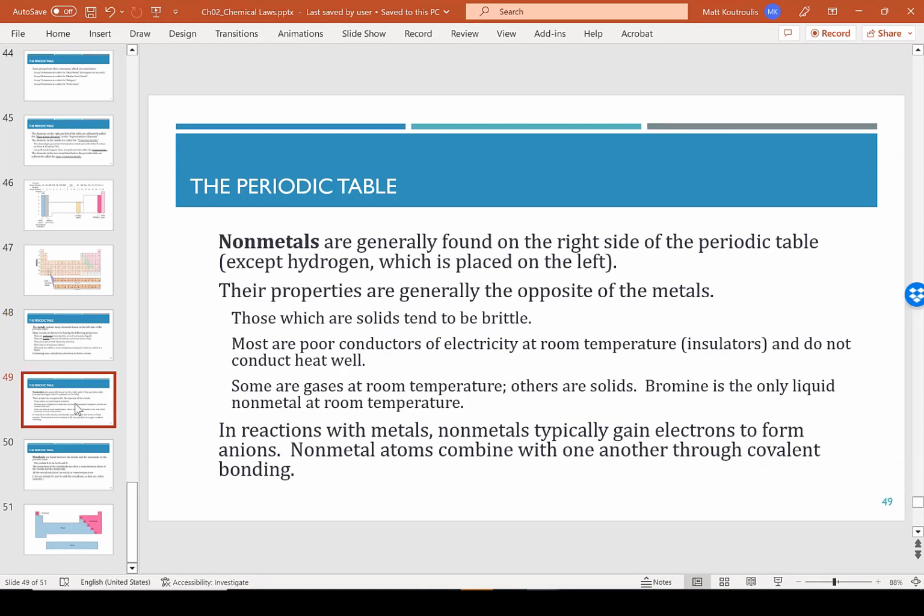Non-metals are pretty much the opposite. Non-metals are much more diverse in terms of their states. So some of them are solids, some of them are liquids, some of them are gases. So does it even make sense to talk about gases being malleable? Are you going to try to hit a gas with a hammer? No, good luck, or draw it into a wire? No.